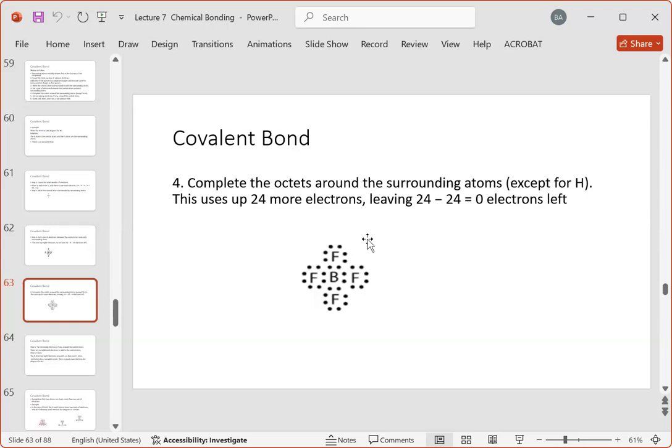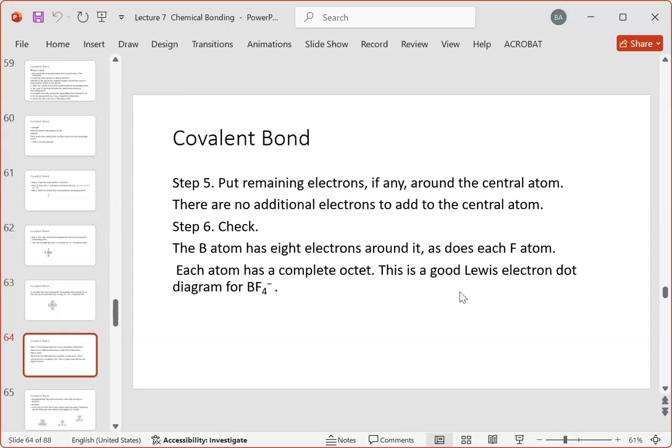Now the 4 of them have 6. Every fluorine will have 6 electrons. So 6 times 4 is 24, and then there will be no electrons left to put on the central atom, and that's it. Now we don't have any other one, so that's how it is done.